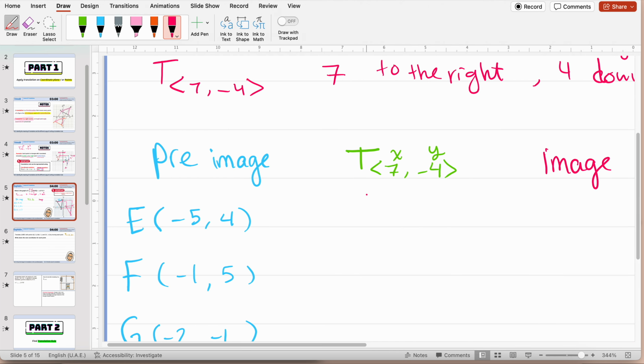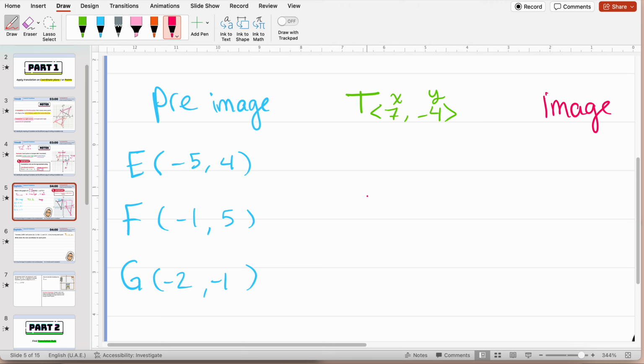Girls, please make sure to organize your work. I want to see it neat like this. It should be as organized as this. Okay? So let's do it. What you're gonna do is write down your point. What was my point? Negative 5 on the x and 4 is my y.